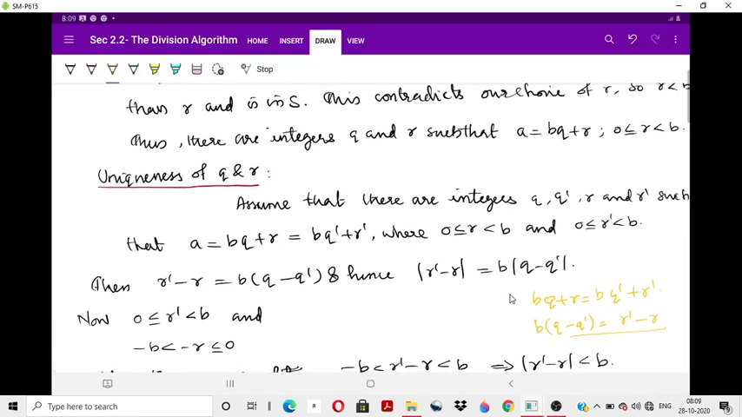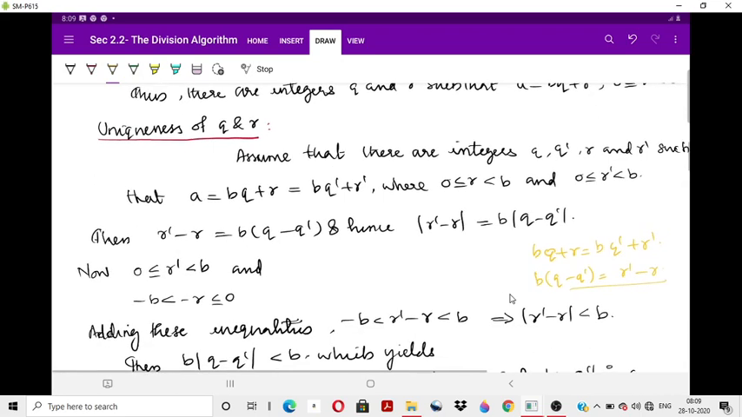Now combining the inequalities, that means adding the inequalities, we have the two inequalities for r and r dash as 0 less than or equal to r dash less than b, and 0 less than or equal to r less than b. From that we can rewrite it as minus b less than minus r less than or equal to 0. Adding these two, we have minus b is less than r dash minus r is less than b, or modulus of r dash minus r is less than b.